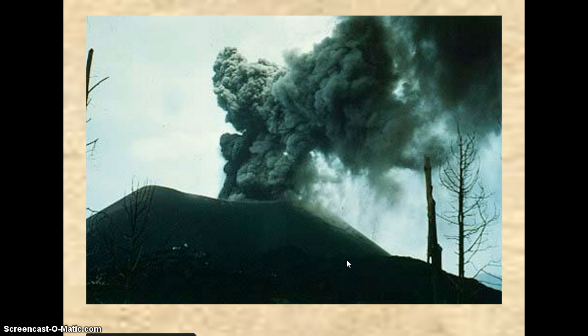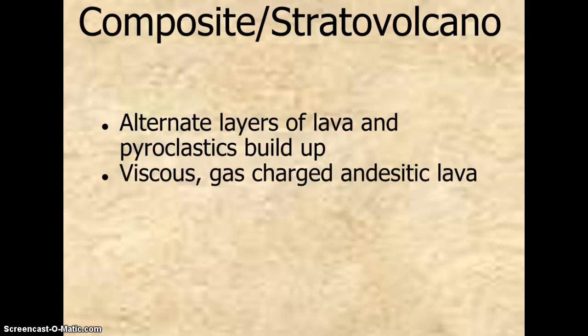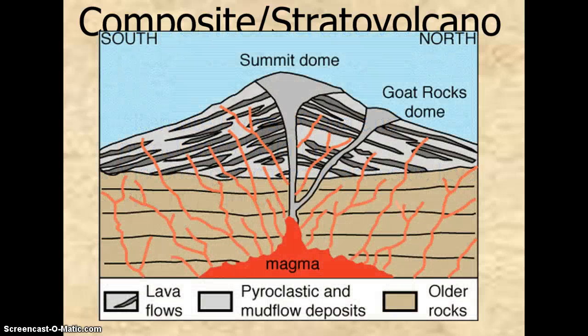Usually they're less than a couple thousand feet tall. And the classic volcano that you see in pictures are composite or stratocone volcanoes. These are built with alternating layers of lava, flowing lava, and fire fragments called pyroclastics. They tend to have thick, gas-charged lava, and their eruptions are pretty violent. So you can see here they have alternating layers of lava and then pyroclastics and mud and stuff like that. And over time, they build up layers and layers.